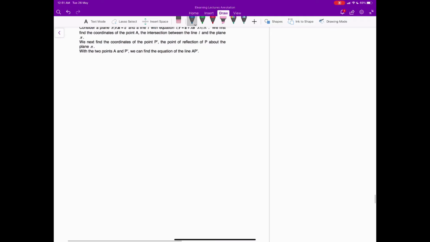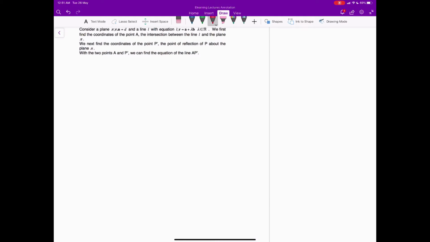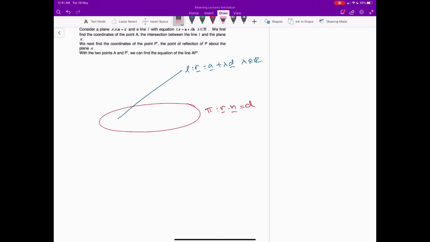Okay, so I'm going to draw it here. Let's say I have a plane here. Let's say this is my plane equation: r dot n equals d, being the constant. I have a line equation here: L, r equals a plus lambda d. Lambda is your number. Let's not use d then in that case. Let's use alpha, alpha being the constant.